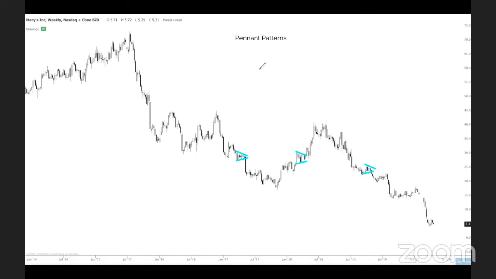So this is the breakout of this pennant pattern. Is this the retest of that pennant pattern, ladies and gentlemen?